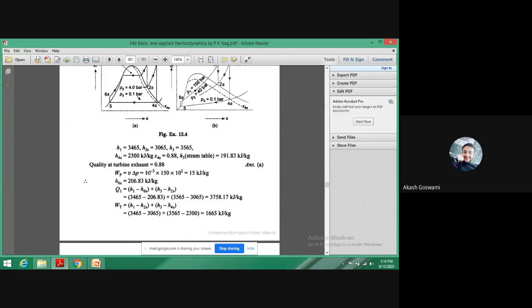Sir, 150 bar and 0.1 bar in between them. We have not taken 0.1 bar because 0.1 bar is much less, negligible compared to 150 bar. But you have to take it if it is not mentioned, because these small things may matter in the GATE, right?